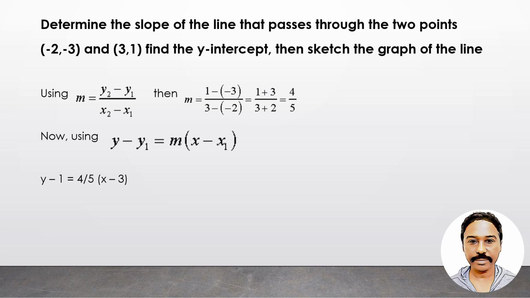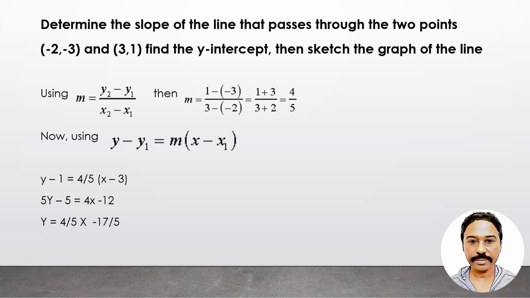So we have y minus the 1 from the point 3, 1, equals the slope, which is 4/5, multiplied by x minus 3, and we do the math. Then we multiply both sides by 5, so 5y minus 5 equals 4 multiplied by x minus 3, so it's 4x minus 4 times 3, which is 12. Then we leave y on the left side and we take everything to the right side.